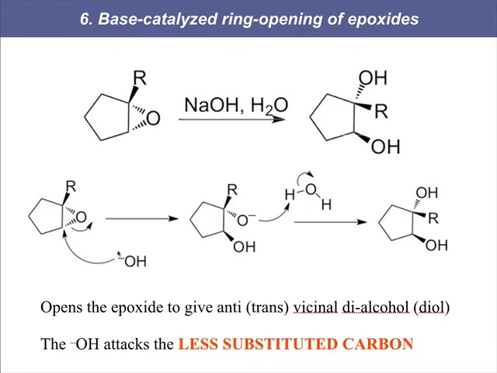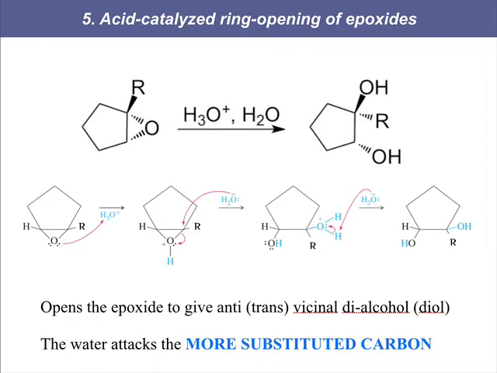So after the hydroxide attacks, we open up the ring from the back side. We have O minus here. That will then get reprotonated from our water to remake our base, and we get to our product. So under basic conditions, hydroxide attacks the less substituted carbon. Do not confuse these two.